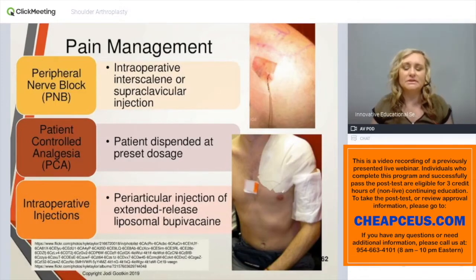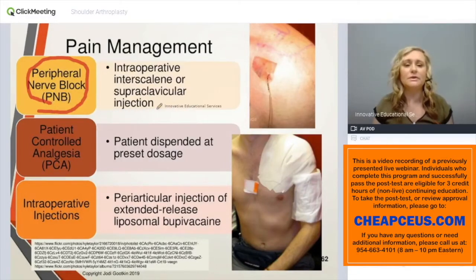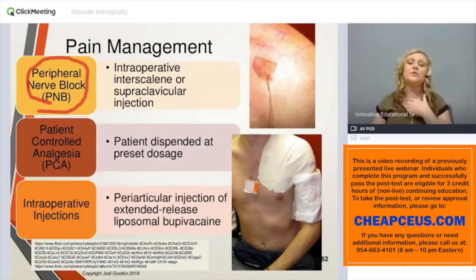What tends to be utilized with shoulder arthroplasty is either a peripheral nerve block, where they are going to go in the interscalene region or maybe supraclavicularly. For that individual, they'll use ultrasound guiding in order to inject into that area preoperatively to create some pain relief and management during surgery.